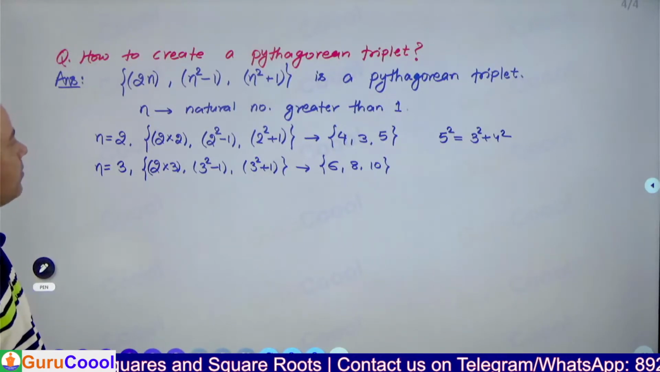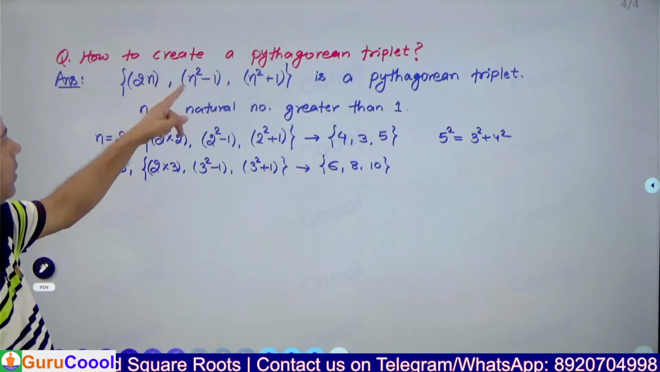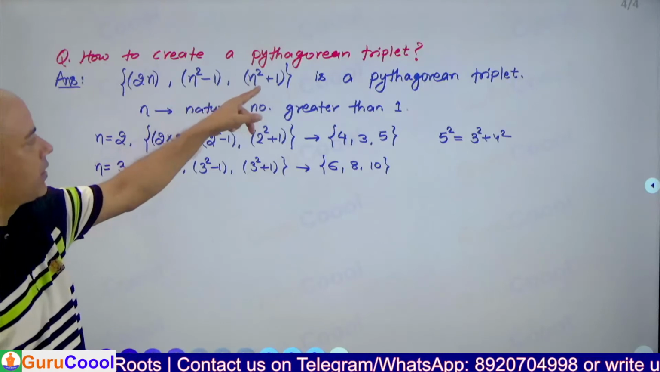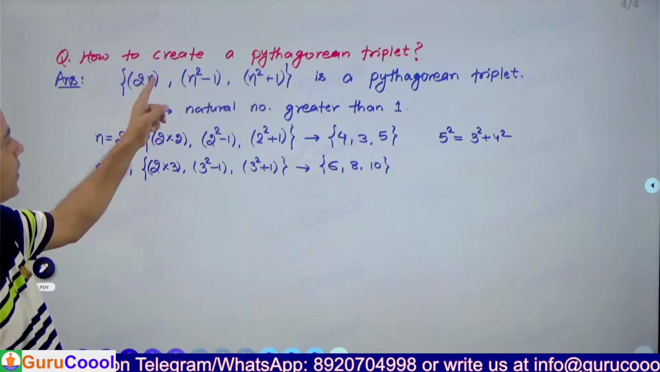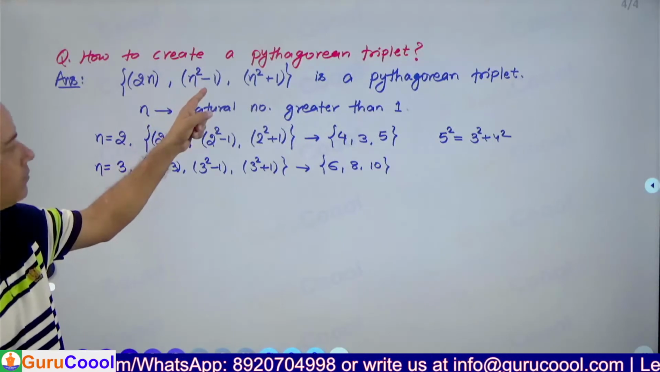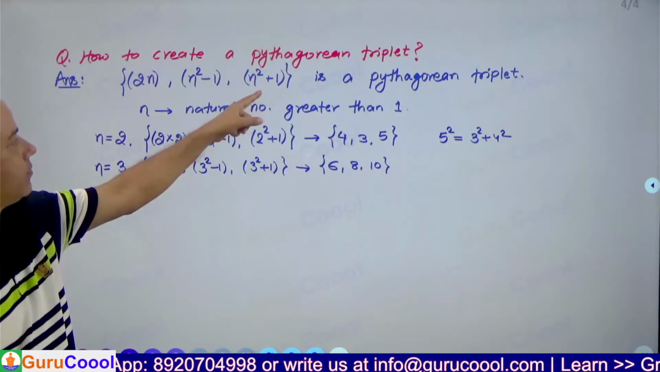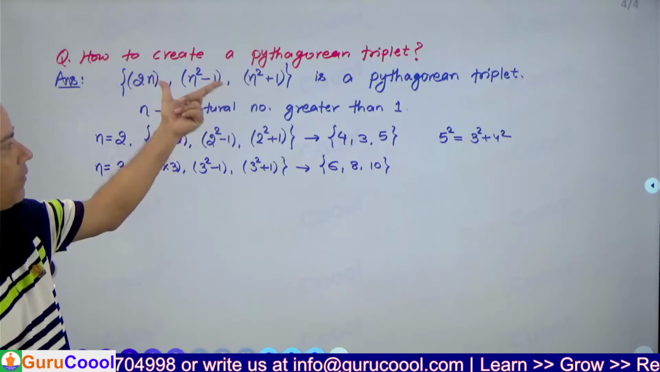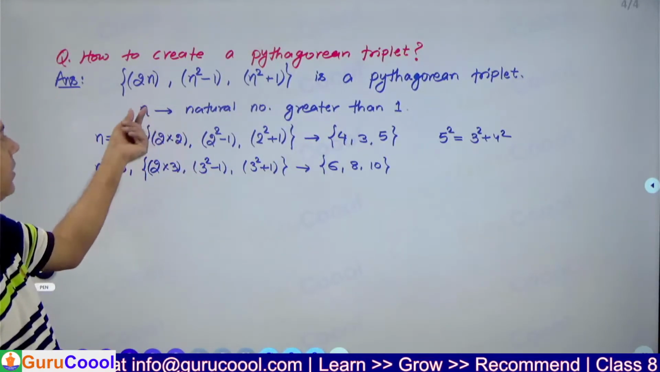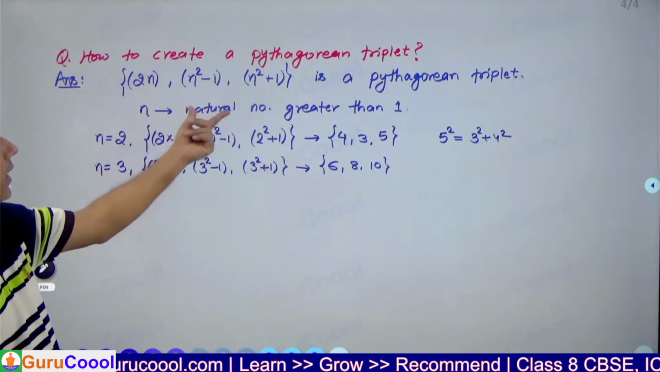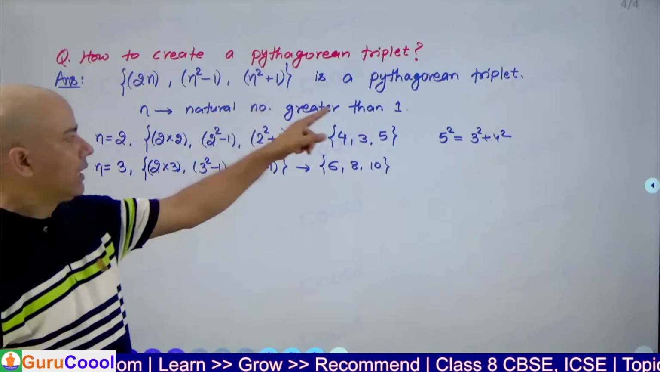So you can remember it. 2n, n square minus 1, n square plus 1. These three numbers will always create a Pythagorean triplet. But the condition is that you have to take n as any natural number greater than 1.